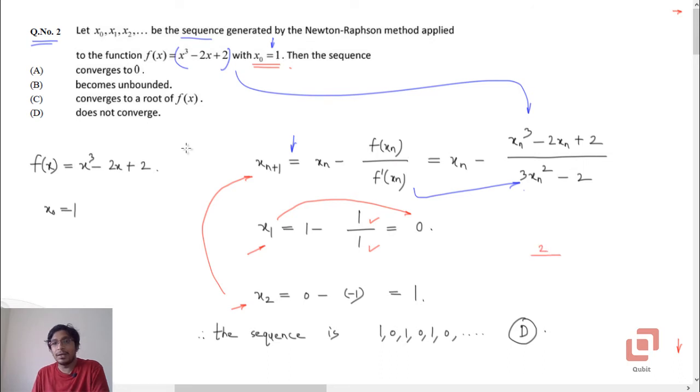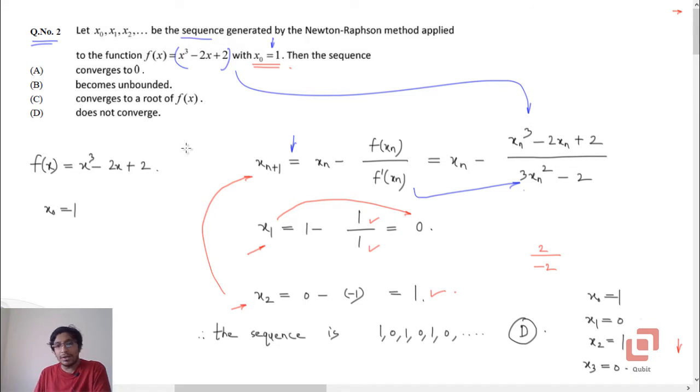Okay, and f dash of 0 is minus 2, isn't it? So 0 minus 2 upon minus 2, so this will be 1. So what do you now see? x0 was 1, x1 is 0, and x2 is again 1. Yes, so if we find x3, it is going to be 0 again, isn't it?